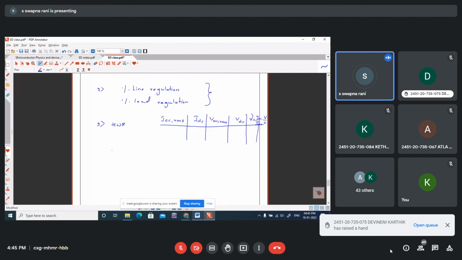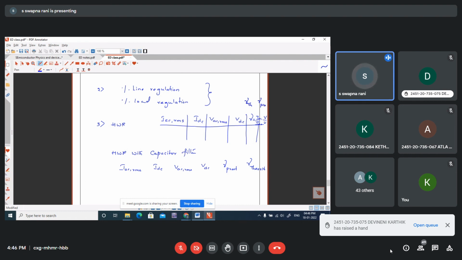Coming to the half wave rectifier with capacitor filter, you need to note down IAC RMS, IDC, VAC RMS, VDC, ripple factor practical, and ripple factor theoretical. Here also you should write theoretical and practical.